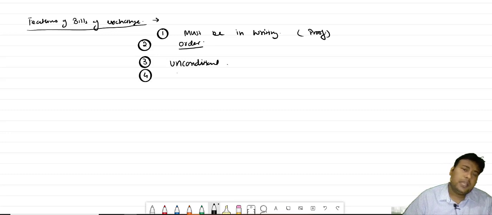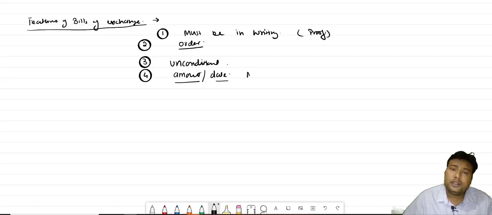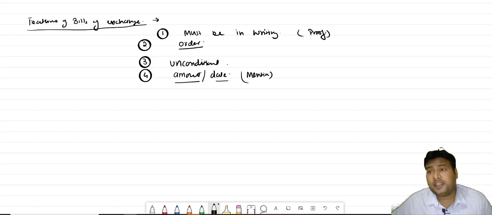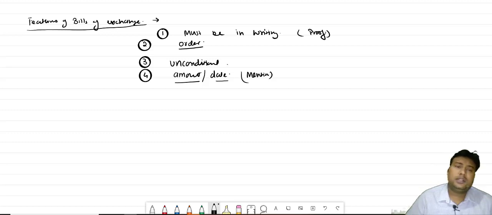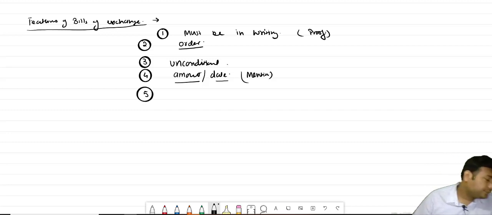And the fourth one is, bacha, the amount and date both is already mentioned. The amount and date both is already mentioned. Ki what the amount will be paid, what the date will be there, on which date the amount will be paid, that all things will be mentioned.